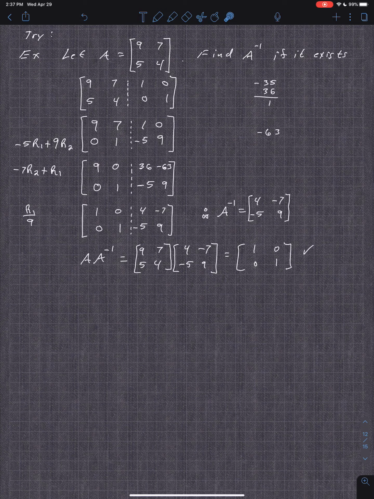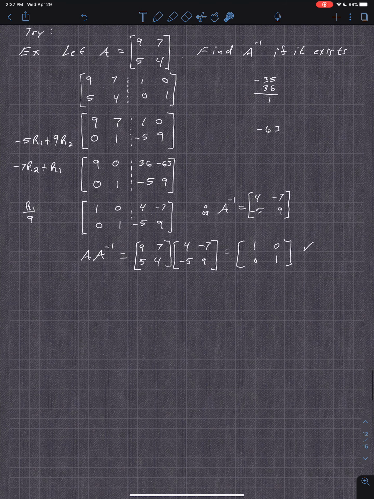So this is the inverse of A. Here's your 9, 7, 5, 4. And then you want to do basically, if you have two numbers that are completely opposite, one's got to be 5, and then this is 9 as a product. One's got to be negative. And then when you add, you're going to get your 0. Then you can carry it out through the rest of them.